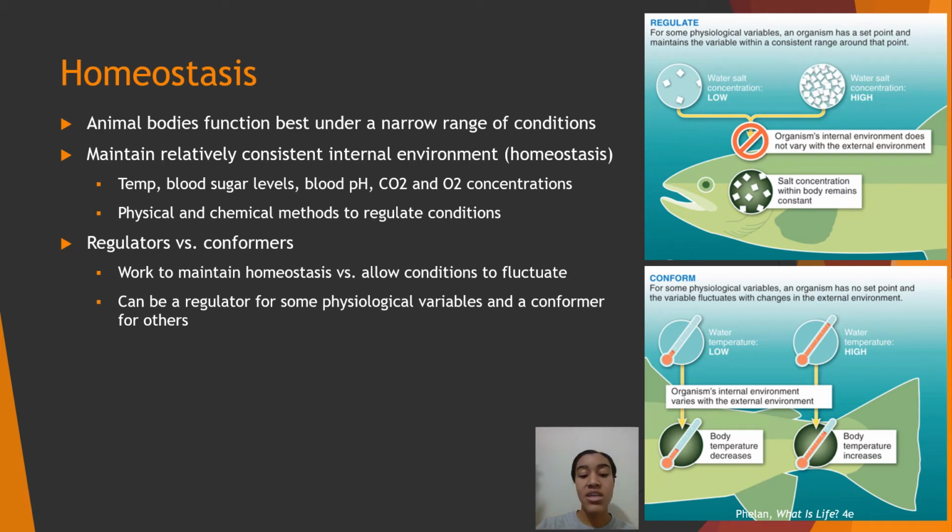A good example that I thought your book had was in this picture here. So this fish is a regulator of how much salt is in its body. So whether it's in a low salt concentration environment, like let's say a freshwater environment, or if it's in a high salt concentration environment, like a marine environment, regardless, it works to maintain a constant amount of salt in its body. So if it's in a freshwater environment, it makes sure it maintains more salts. And if it's in a salty environment, it makes sure it gets rid of excess salt because it wants to maintain this optimum salt concentration in its body.